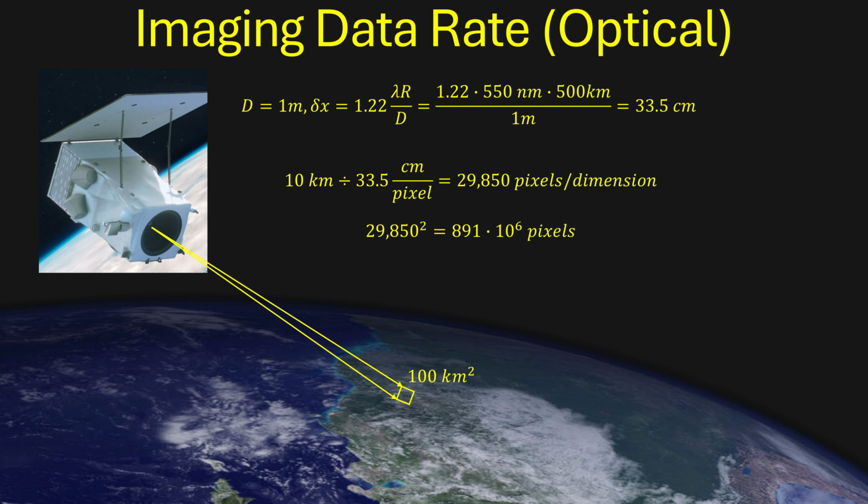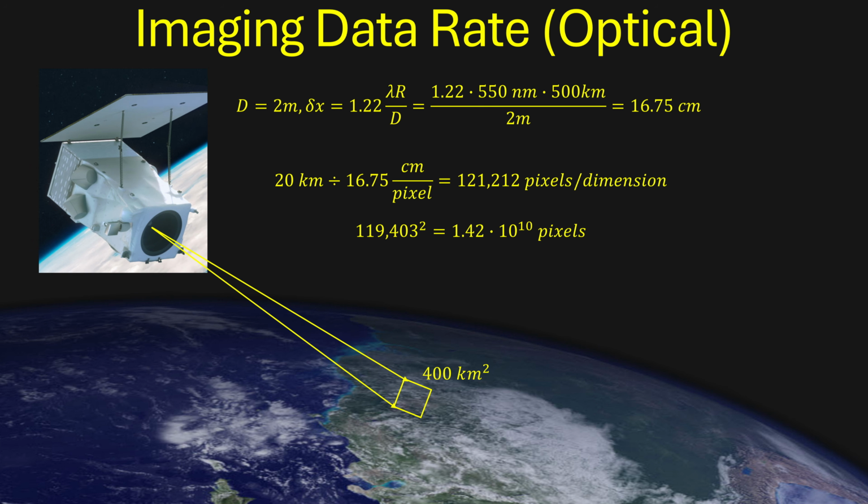The required data rates for remote sensing could grow even higher in the future. For telescopes, with improved optics, you can achieve good quality above 2 degrees field of view. So let's say we go up to 2 meters in aperture size with 16.5 centimeter resolution, and we double the field of view to 2 degrees and 20 kilometers or 400 kilometers squared, and that will increase our number of pixels and our data rate by a factor of 16.